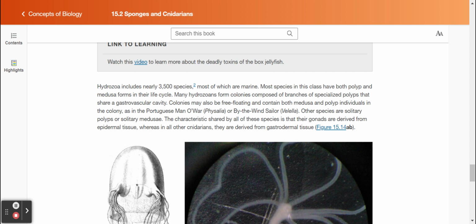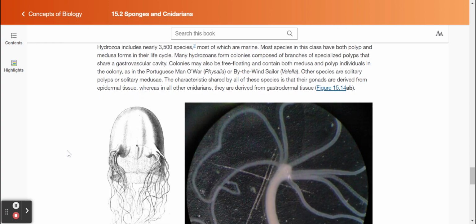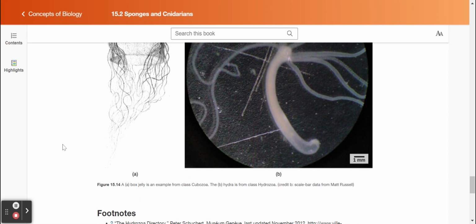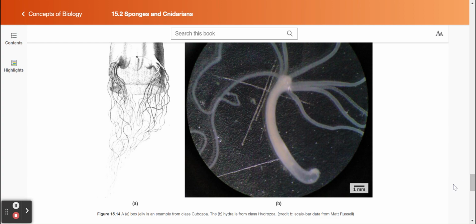Many hydrozoans form colonies composed of branches of specialized polyps that share a gastrovascular cavity. Colonies may also be free-floating and contain both medusa and polyp individuals in the colony, as in the Portuguese man-of-war, Physalia, or by-the-wind sailor, Velella. Other species are solitary polyps or solitary medusae. The characteristic shared by all of these species is that their gonads are derived from epidermal tissue, whereas in all other cnidarians, they are derived from gastrodermal tissue. Figure 15.14. A, a box jelly, is an example from class Cubozoa. B, the hydra, is from class Hydrozoa.